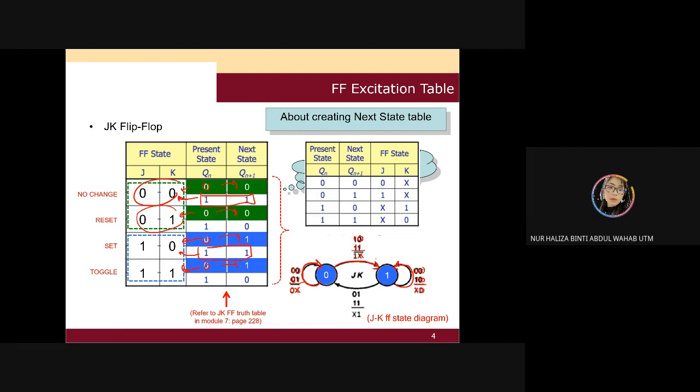Second, after that, the final state will be 0, 1, 1, 0, 1 to go to the 0. What is the condition? The condition is 0, 1, and another one is 1, 1. So 0 and 1 will be x, 1, 1 will be 1. So this is your JK flip-flop state diagram.